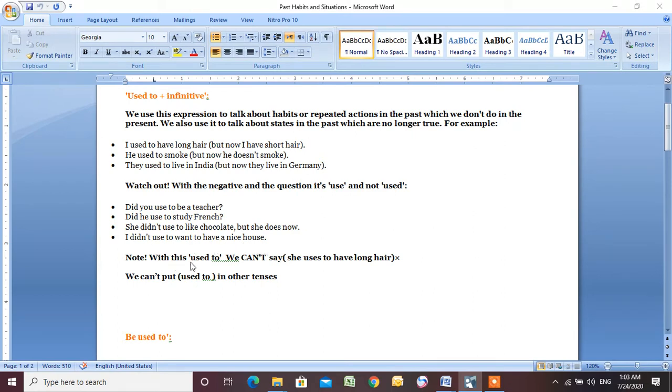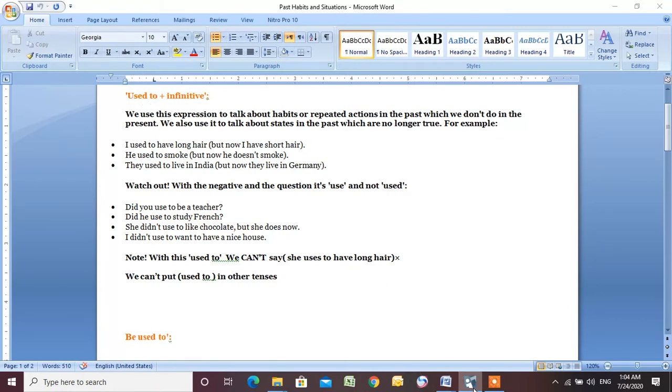Now be careful with this used to. We cannot say she uses to have long hair, because used to has to be used in the past only. We cannot use it with other tenses, so we cannot put it in the present. We cannot put it in the future. We use it only in the past simple tense.